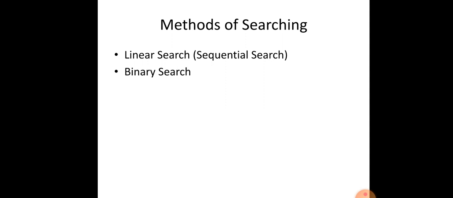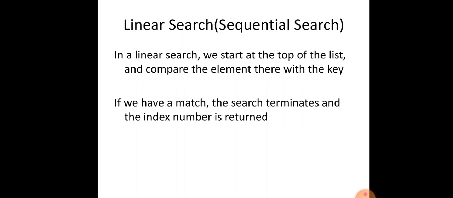So the methods of searching we are using nowadays: one is linear search, which is also known as sequential search, and another is the binary search algorithm. These are the most widely used algorithms. Linear search means we search for the element in an unordered list. The unordered list of elements is searched by using the linear search algorithm.